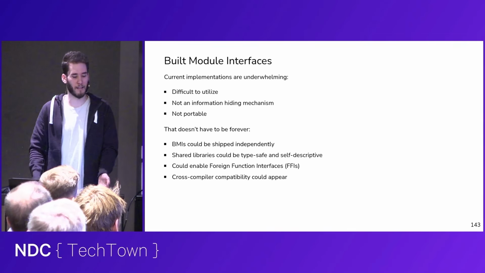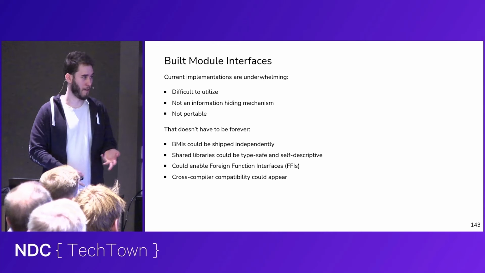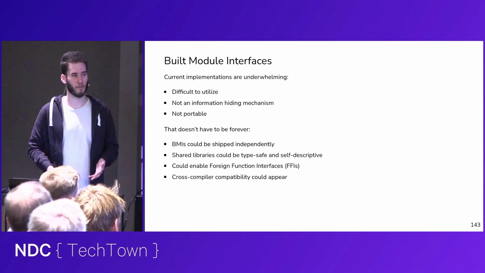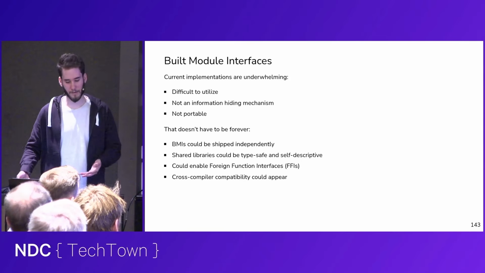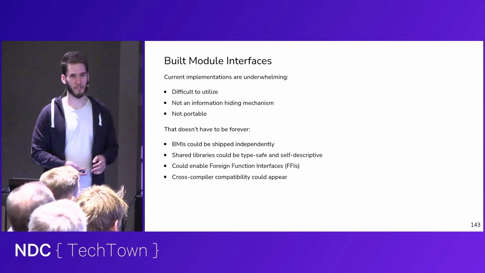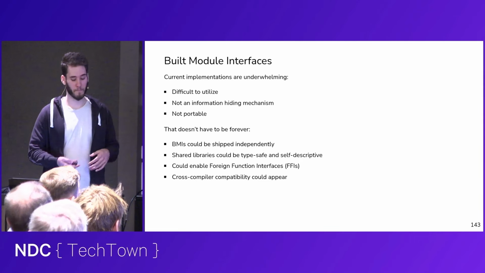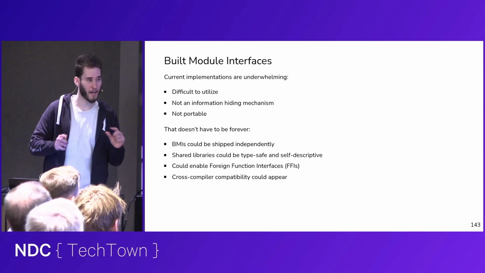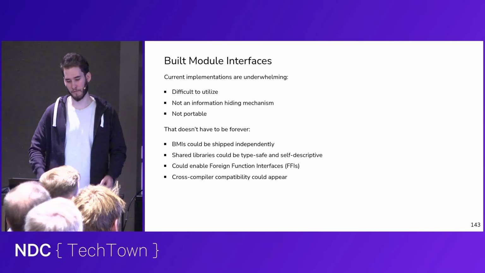You don't need to suddenly use something like PyBind or any other wrapping functionality just to be able to utilize your C++ code in any other programming language. And also, you could have cross-compiler compatibility appearing, so suddenly you could utilize BMIs for maintaining a stable ABI across compilers that they could use to communicate from.